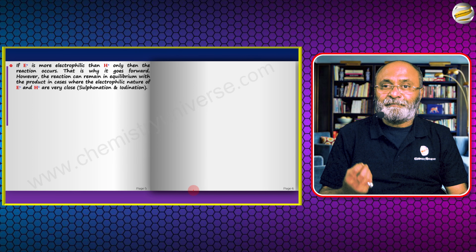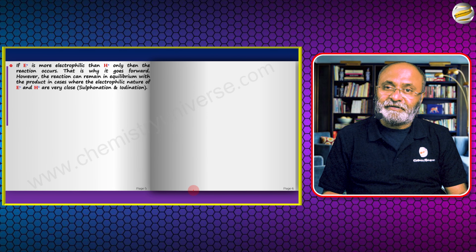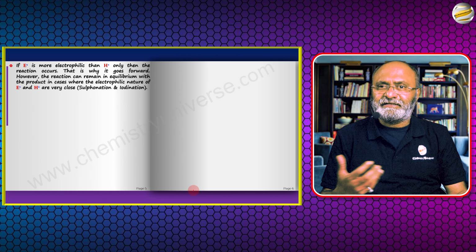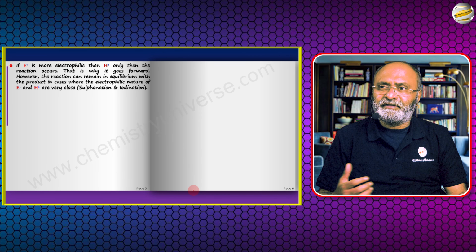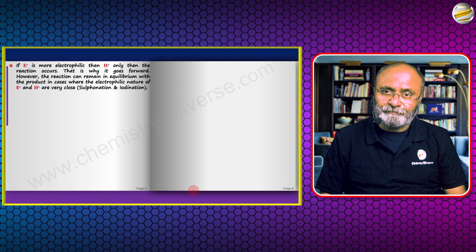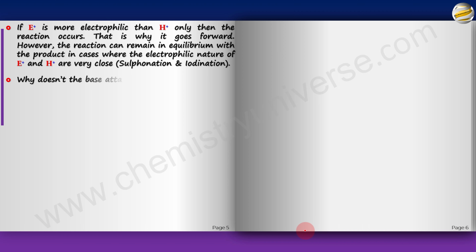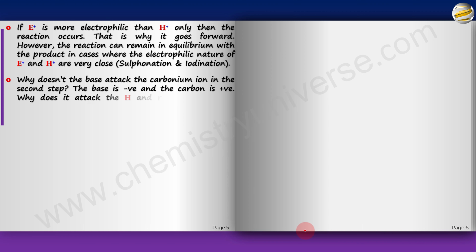So unless and until E plus is more reactive than H plus, it won't be able to replace it. And if the reactivities are comparable for some reason, then yes, the reaction can remain in equilibrium. Why doesn't the base attack the carbocation in the second step? The base is negatively charged and the carbon is positively charged. Why does it attack the H and remove it? The H doesn't have a positive charge.